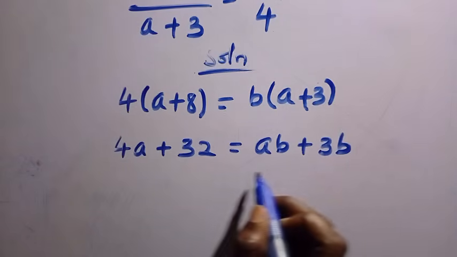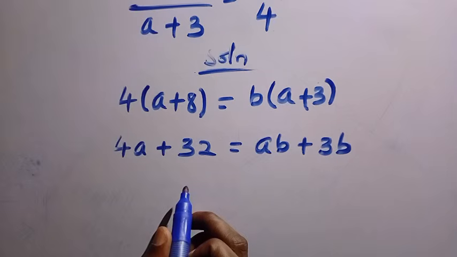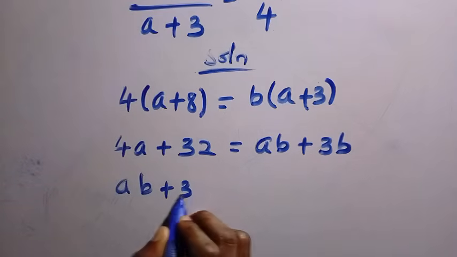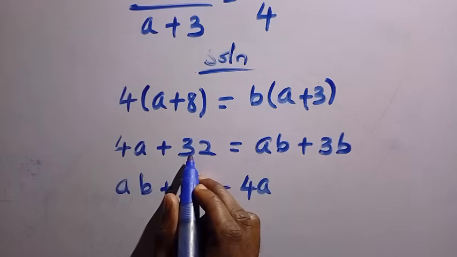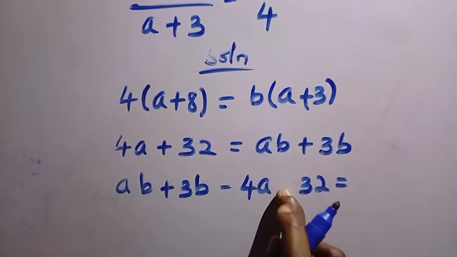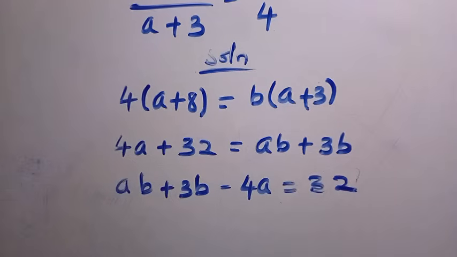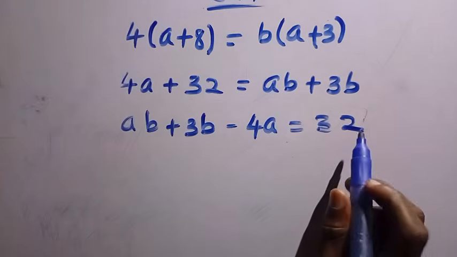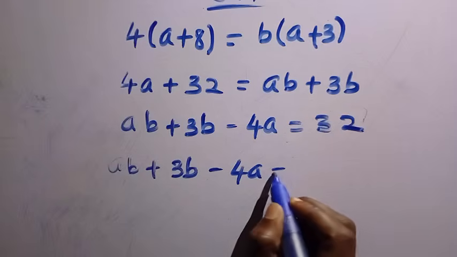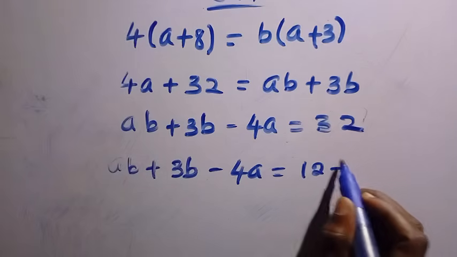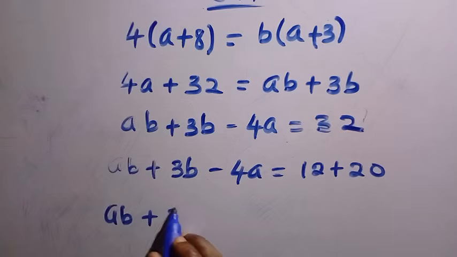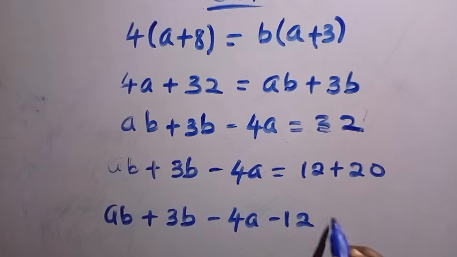Next, we are going to rearrange. Let's say I take this 4A to the other side. So we have AB + 3B - 4A = 32. Given this 32, I can just write it as 12 + 20, which is still 32. So let me take this 12 to this side. Here we have AB + 3B - 4A - 12 = 20.